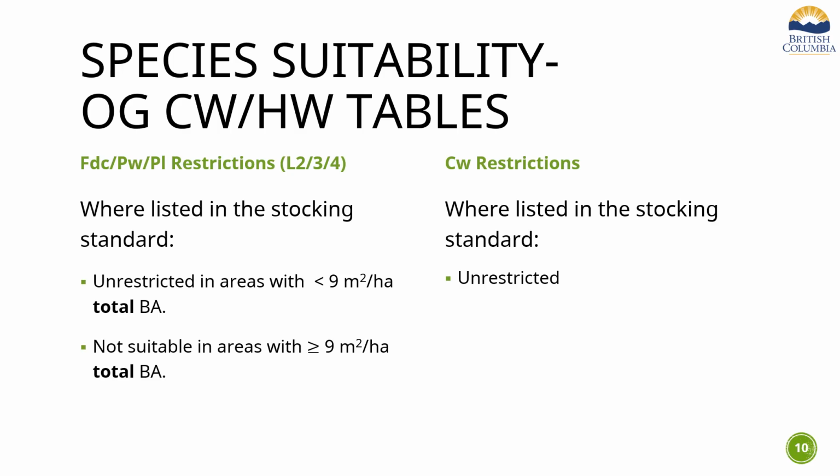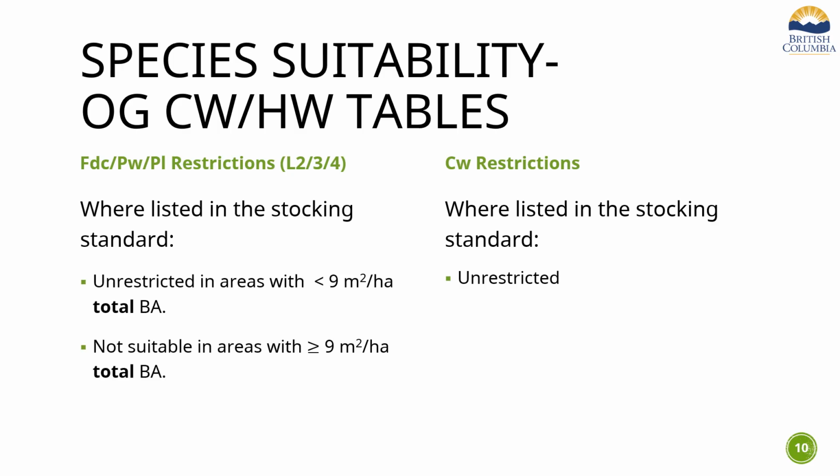So fir, white pine, and lodgepole pine are unrestricted in non-stratifiable areas with less than 9 meters squared per hectare total basal area, and then they're considered not suitable in areas with greater than 9 meters squared per hectare total basal area.